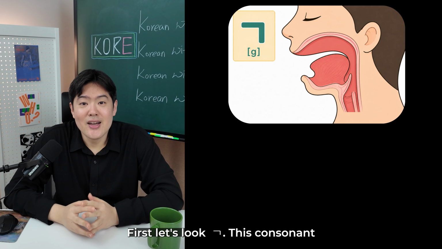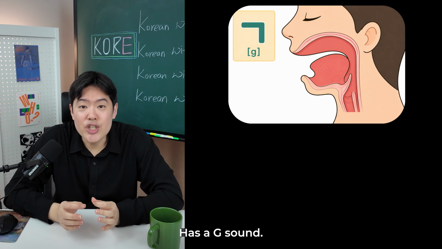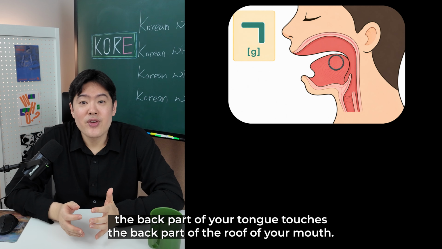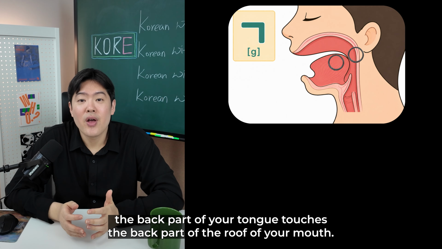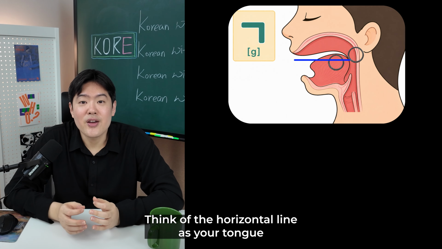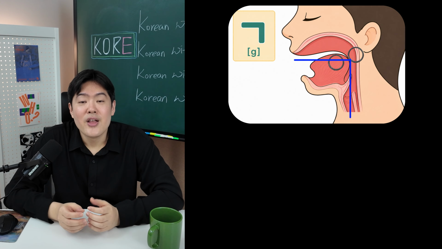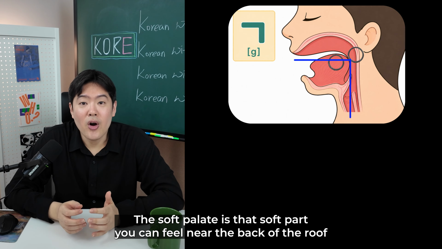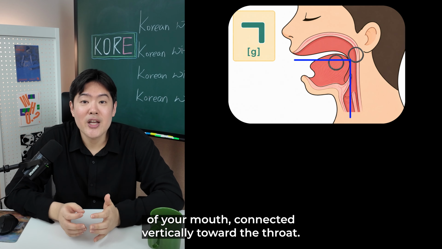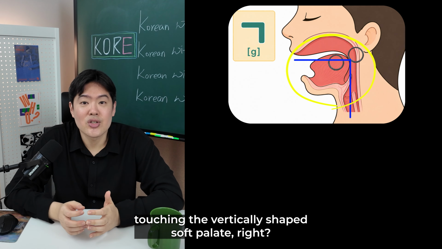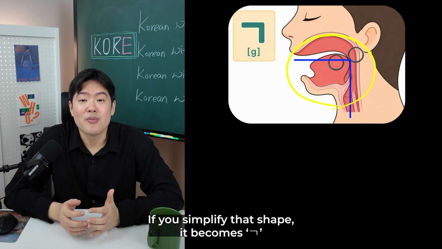First, let's look at G. This consonant has a G sound. When you make the G sound, the back part of your tongue touches the back part of the roof of your mouth. Think of the horizontal line as your tongue and the vertical line as your soft palate. The soft palate is that soft part you can feel near the back of the roof of your mouth connected vertically toward the throat. Then you can imagine the horizontally stretched tongue touching the vertically shaped soft palate, right? If you simplify that shape, it becomes G.